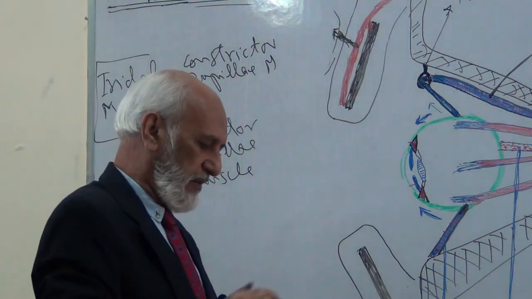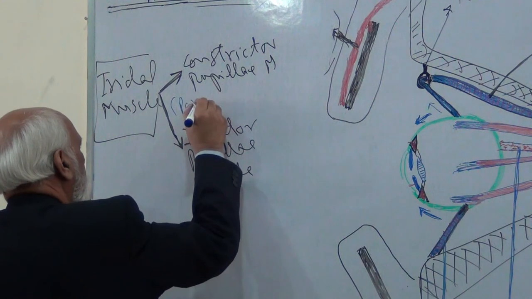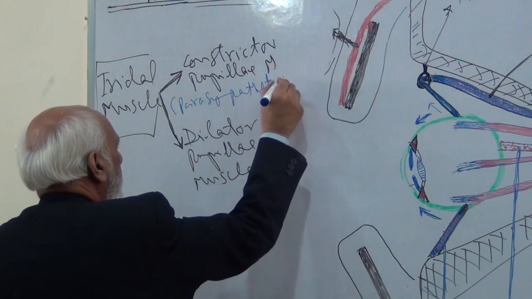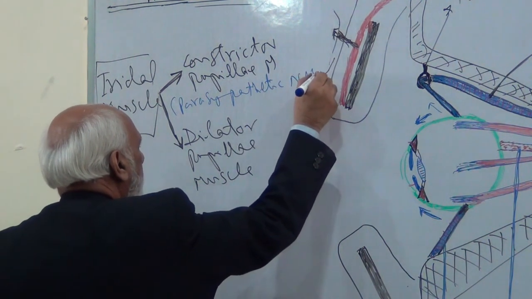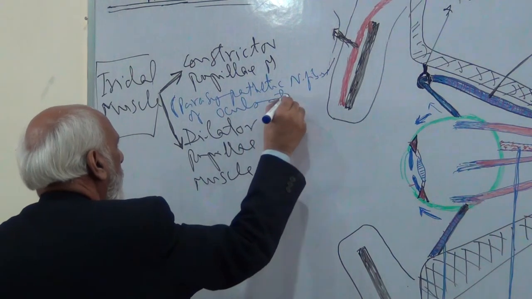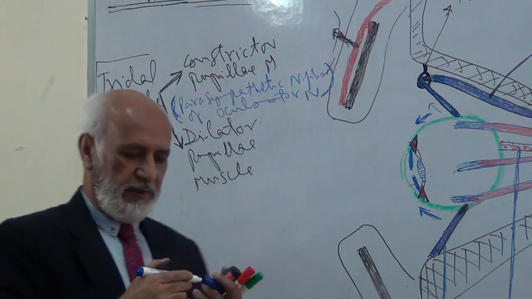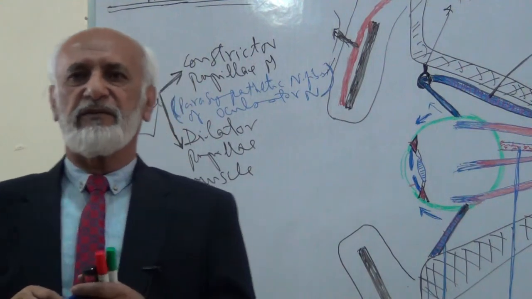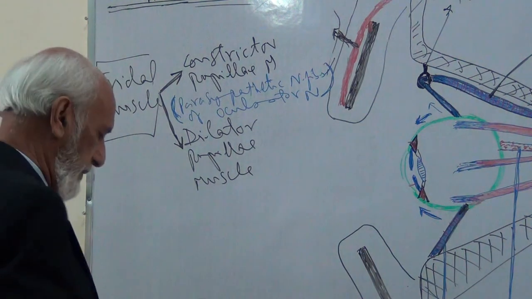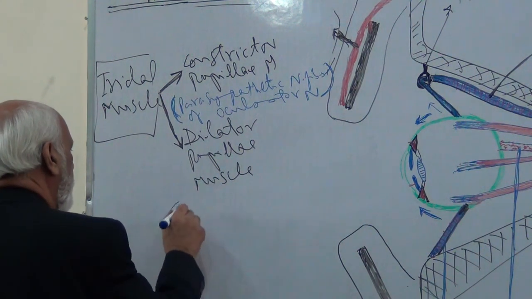The constrictor pupillae muscle is innervated by parasympathetic nerve fibers of the oculomotor nerve. You know, the oculomotor nerve is a motor nerve and also parasympathetic. So the parasympathetic fibers, that is, the Edinger-Westphal fibers of the oculomotor nerve, innervate the constrictor pupillae muscle of the iris, while the dilator pupillae muscle is innervated by sympathetic nerve fibers.